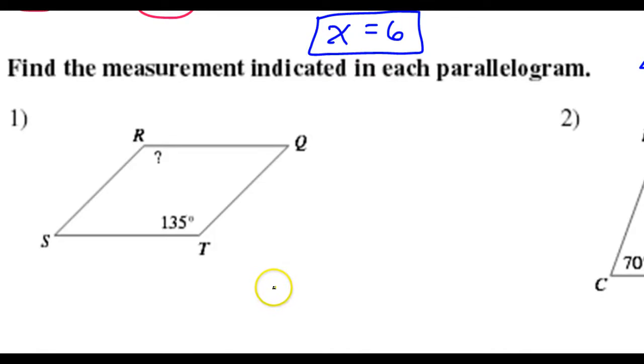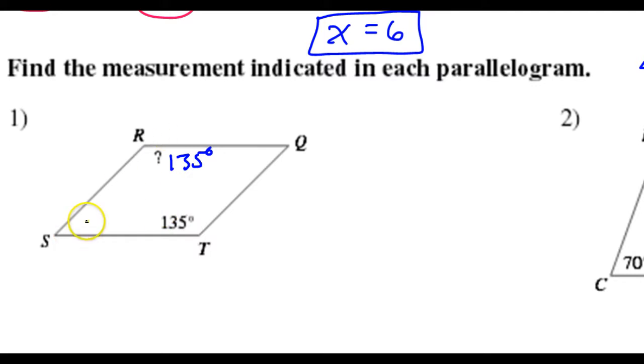This video is about parallelograms. Remember the main properties of parallelograms. There are 3 of them. First of all, opposite angles will be congruent. So right away that answers problem number 1. What's the question mark on problem number 1? Clearly that's 135 degrees. Opposite angles are congruent.